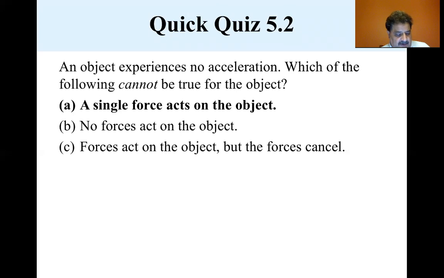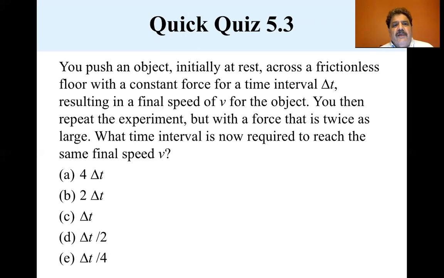Okay, let's do another quick quiz. You push an object initially at rest across a frictionless floor with a constant force for a time interval of delta t, resulting in a final speed of v for the object. You then repeat the experiment, but with a force that is twice as large. What time interval is now required to reach the same speed?